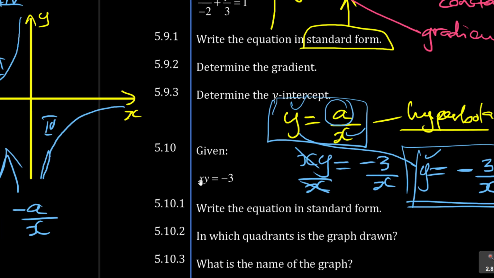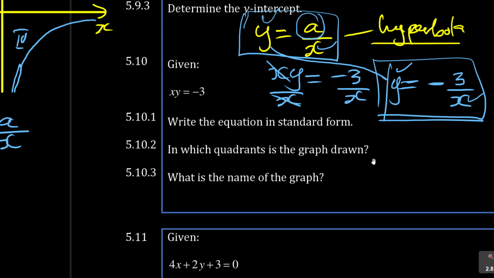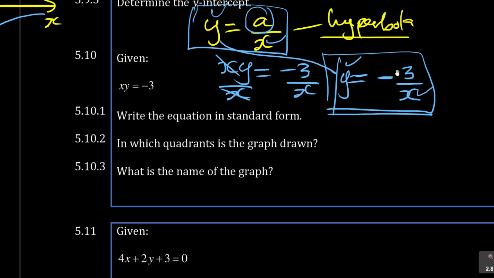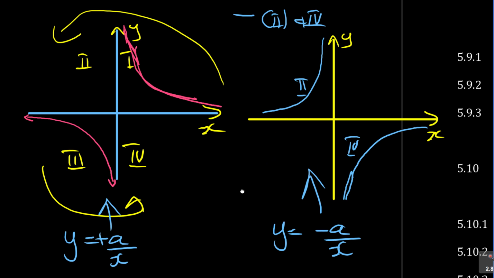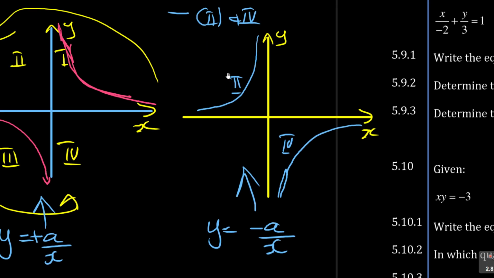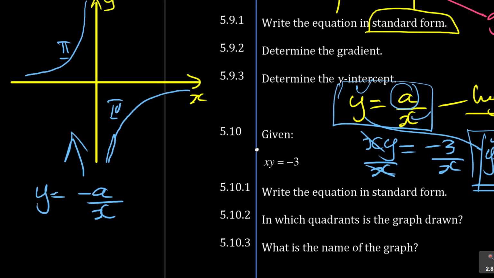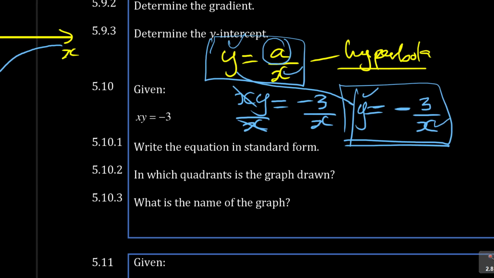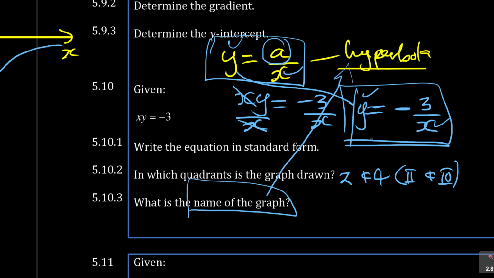Okay. So that's why they ask this question: in which quadrant is the graph drawn? You see, there is a negative. So you must remind yourself of the sketch. If it's negative, then it will be quadrant 2 and 4. So here you're supposed to say quadrant 2 and 4, and you can write them either way. And then what is the name of the graph? We did mention that this graph is a hyperbola. Are you with me? So that is that part of these graphs.